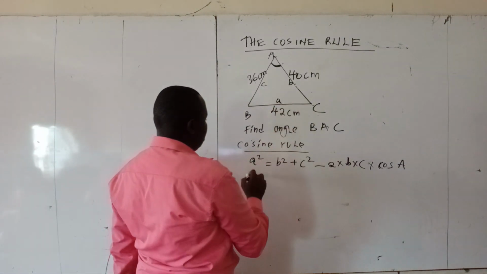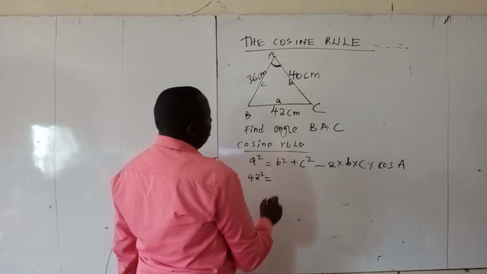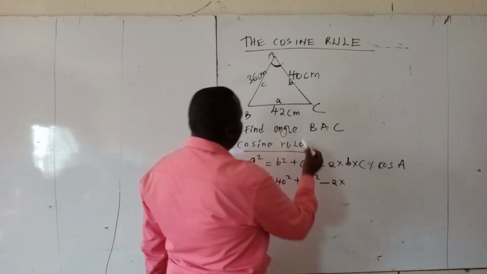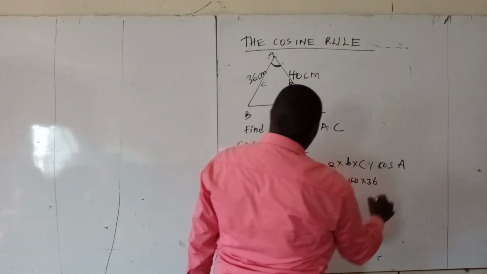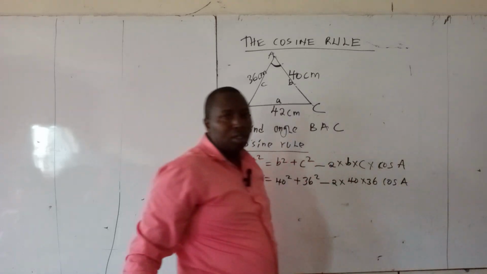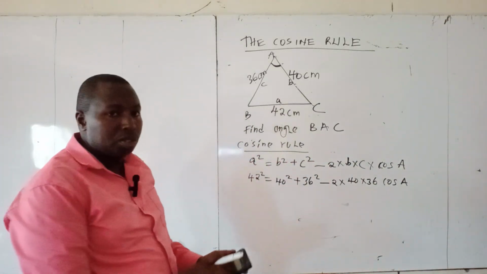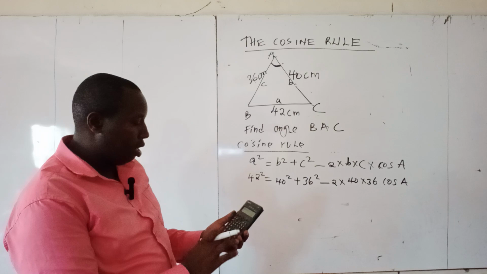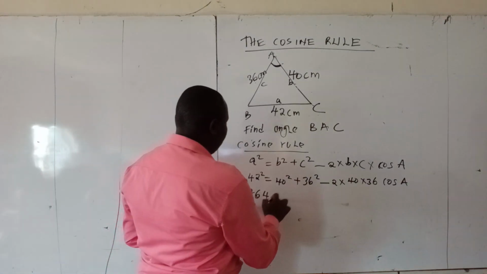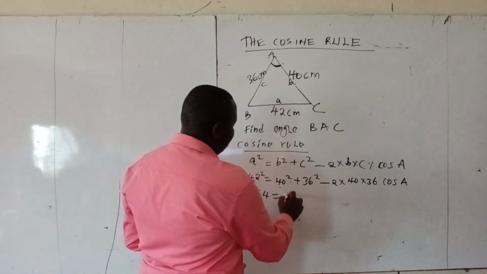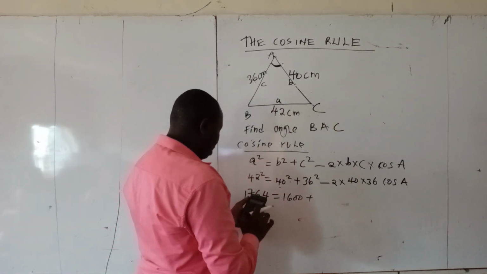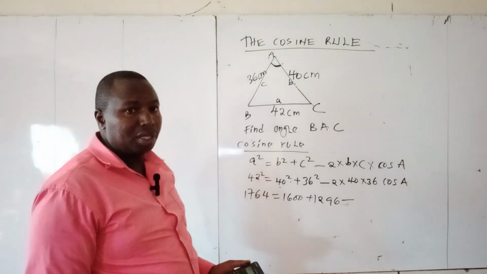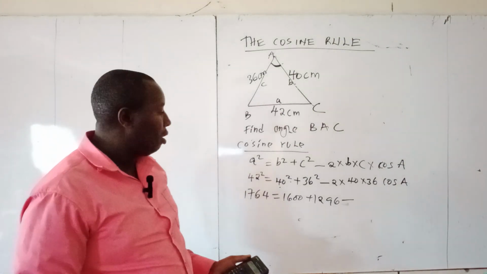So what is a squared? Our a is 42. So 42 squared equals 40 squared plus 6 squared, minus 2 times 40 times 6, cos A. You can work it directly using the calculator. 42 squared is 1764, equals 40 squared, that is 1600, plus 6 squared, that is 36.